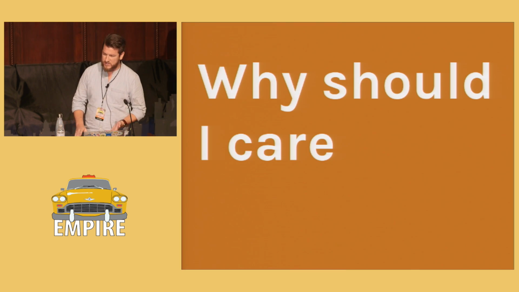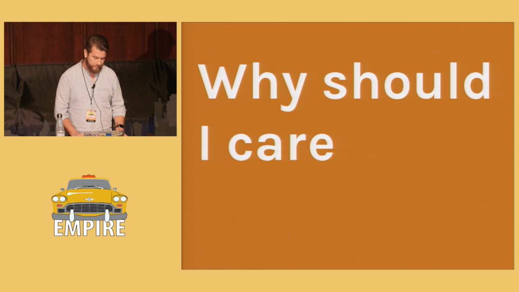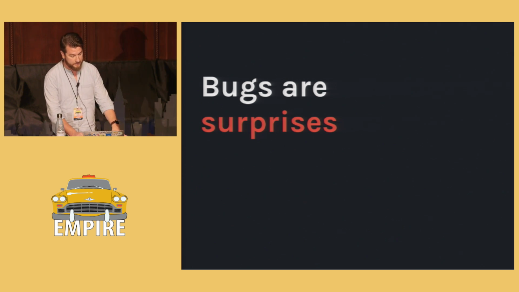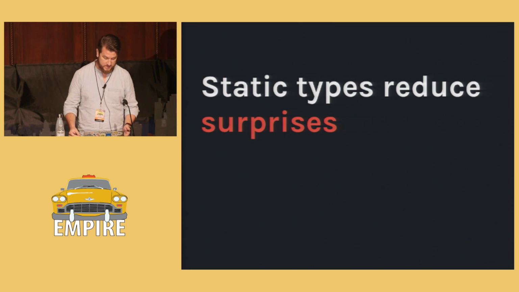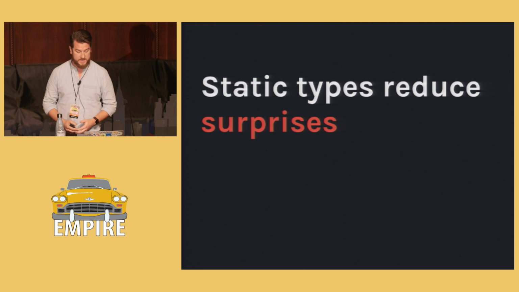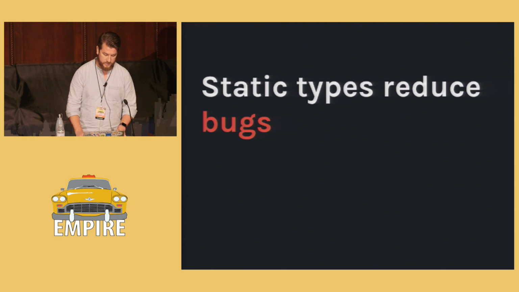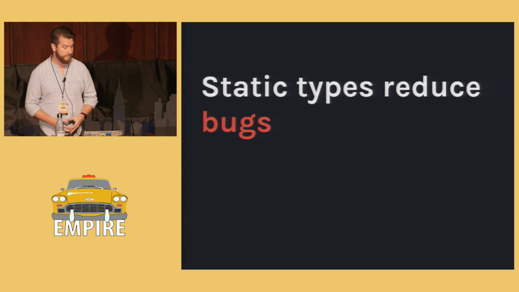Okay, cool, but my JavaScript works just fine, Eli. Why do I care? Why would I throw types all over my code if it doesn't affect my runtime? Bugs are surprises in our code. No one ever expects to write a bug or does so intentionally. Static types reduce surprises. The type system can give us hints about the types in our code and throw errors before our code is run. And as such, static types reduce the number of bugs that are written.